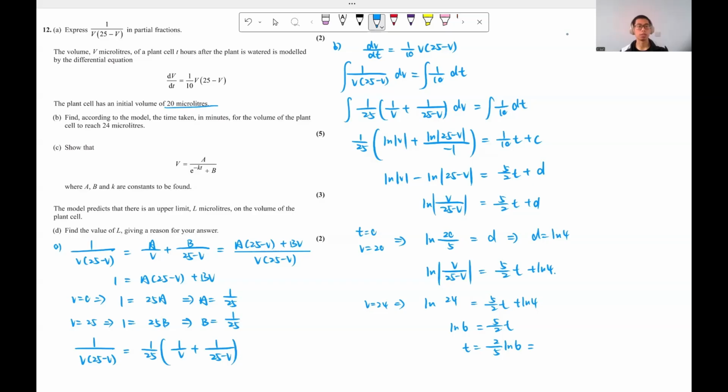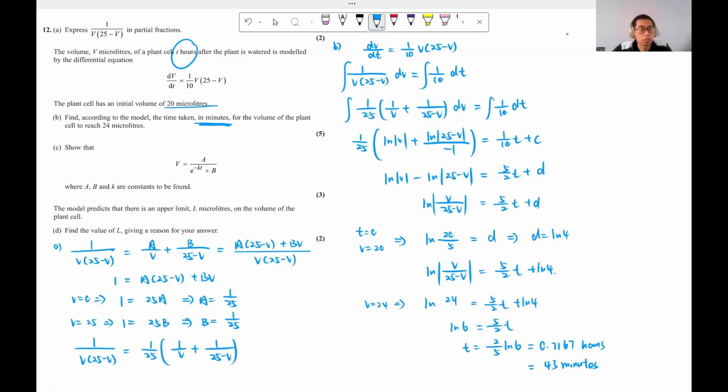And if we want to change that into decimal, 2 over 5 times ln 6 is equal to 0.7167. Be careful with the units. The units for t is hours, so it's 0.7167 hours. And they want us to leave it in minutes in part B, so times by 60, that would be 43.00, so just 43 minutes. All right, that would be the answer for part B.